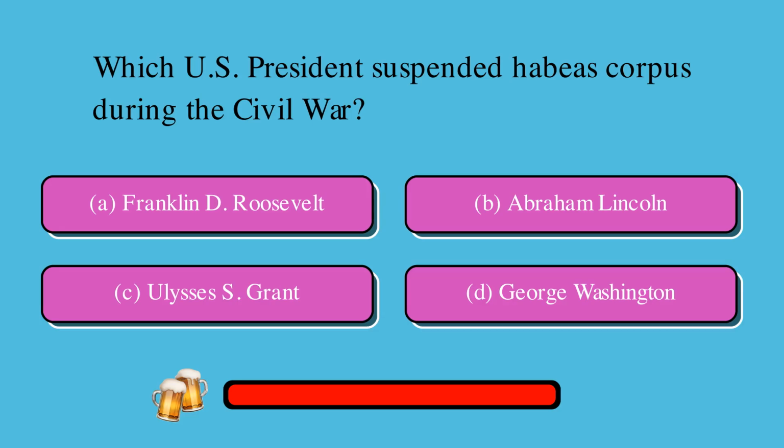Which U.S. president suspended habeas corpus during the Civil War? Is it A. Franklin D. Roosevelt, B. Abraham Lincoln, C. Ulysses S. Grant, or D. George Washington? The correct answer is B. Abraham Lincoln.